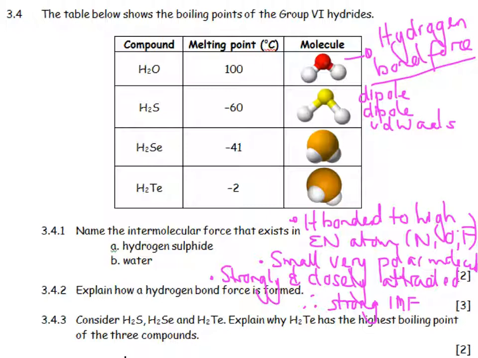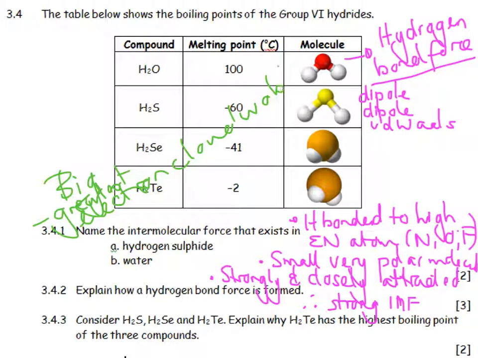Then it asks you to consider the other 3 molecules and explain why hydrogen telluride has got the highest melting point of these. And the reason that you want to give there is that it is a big molecule compared to the others, and therefore you have the greatest electron cloud wobble, and that electron cloud wobble results in a more polar dipole, and therefore stronger IMFs.